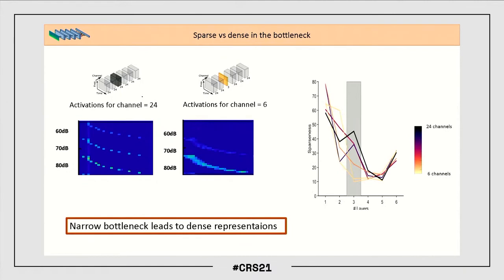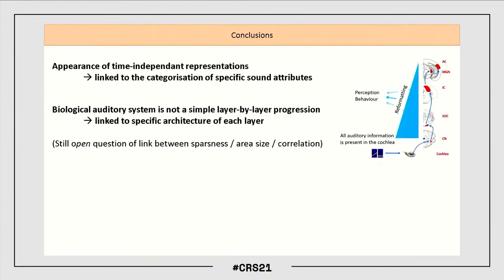And we can quantify this on the right here. This is sparseness throughout the network, in gray, the bottleneck layer. And as you can see, as the color becomes closer to yellow, the bottleneck is getting smaller, and we're getting denser and denser representations, just like in the thalamus. So we've seen that the biological auditory system is not a simple layer-by-layer smooth progression. We have this very specific effect that we see in the thalamus. And based on CNNs, we suggest that the dense recorrelated representations in the thalamus are due to the fact that it's a bottleneck. However, this work is quite preliminary, and we're still trying to figure out the link between sparseness, area size, and correlation.